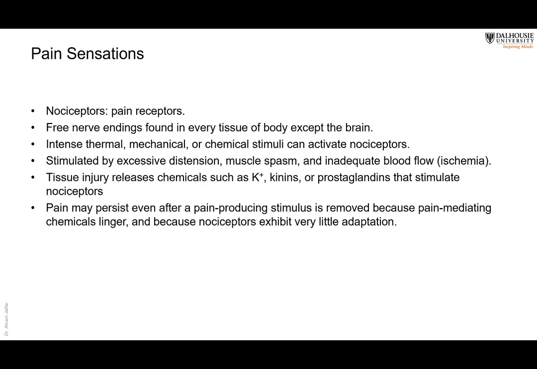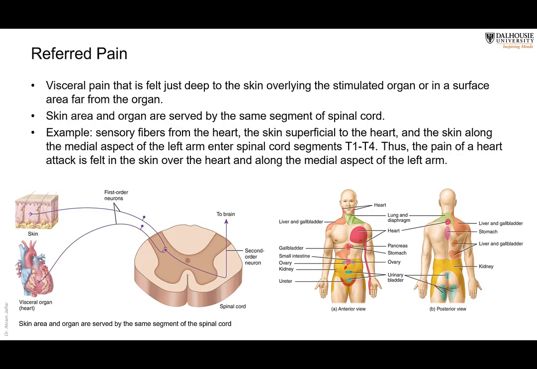And this will result in release of chemical substances that will trigger the sensation of pain in the free nerve endings, in the nociceptors. So like potassium ions, kinins, prostaglandins, they stimulate these nociceptors. And you find that the pain might persist for a long period of time because although the stimulus is removed, these chemicals are still lingering there and will continue causing the pain.